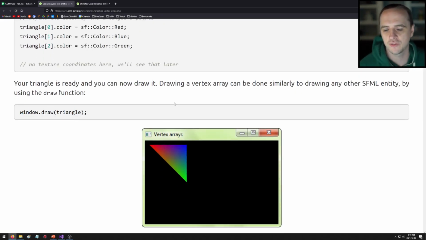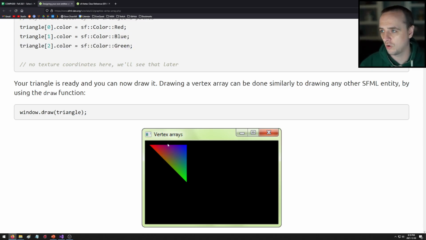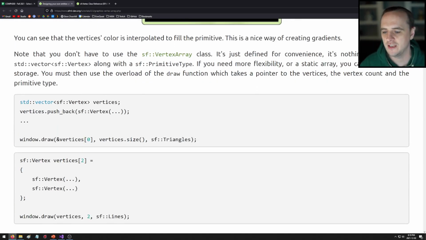The really cool thing about this is that you're coloring each of the vertices. In this example, they've colored each of the vertices a different color. And what happens is, on the GPU side of things, if you color each of the vertices a different color, it automatically blends the colors together for you, so it creates a gradient. But if you had given each of these vertices the same color, then it would just draw the whole object that color. So for example, if each of the vertices was red, then it would draw this triangle red.